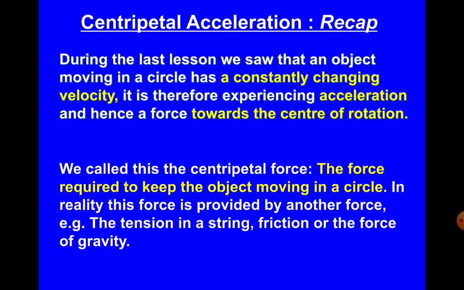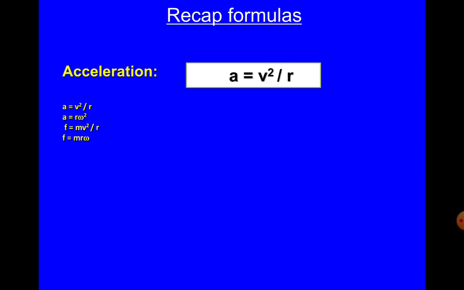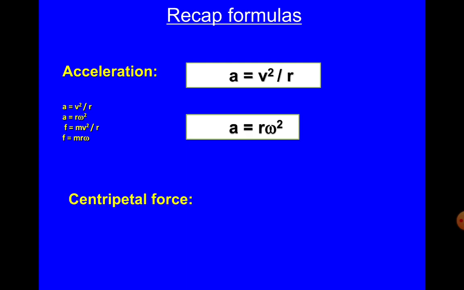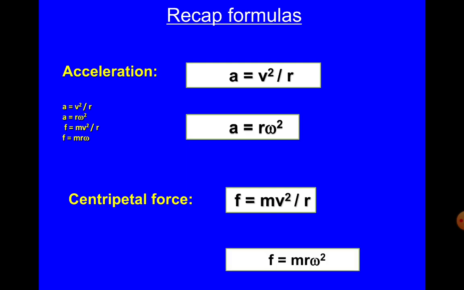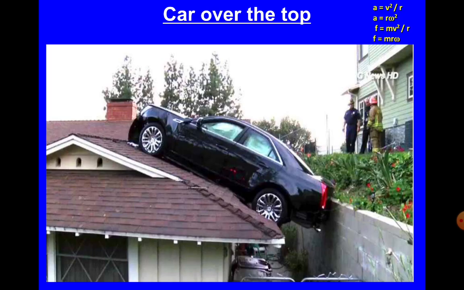And this can be provided by the tension in a spring, friction, or the force of gravity. Some recap formulas: a = v² over r, a = rω², F = mv² divided by r, and F = mrω². Oh dear, something has happened here.